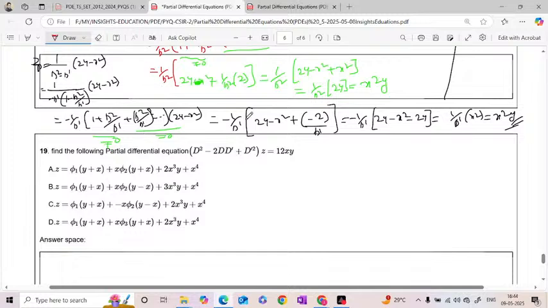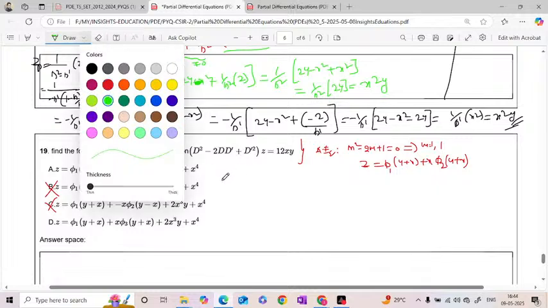Option A. First of all, the auxiliary equation of the differential equation is m square minus 2m plus 1 is equal to 0. Roots are 1 comma 1 and the complementary function is z is equal to phi 1 of function of y plus x, plus x into function of y plus x. So option B we can eliminate and C also we can eliminate, either A or D. Now come to the particular integral of the differential equation.